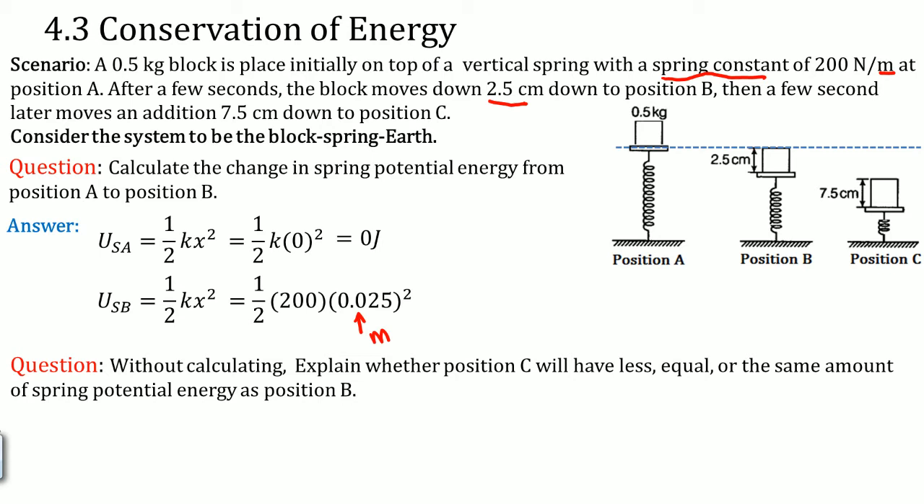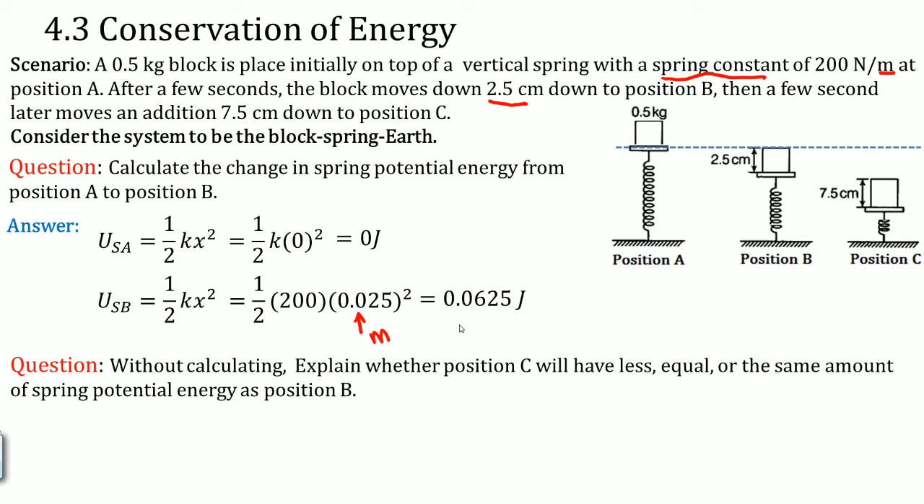Once you plug it in, you should get 0.0625 joules of energy. That is how much it has at point B. So if you want to know the change, it goes from 0 joules to 0.0625 joules. That would be the change in the spring's potential energy. There was a gain in the spring potential energy because there is more compression of the spring.